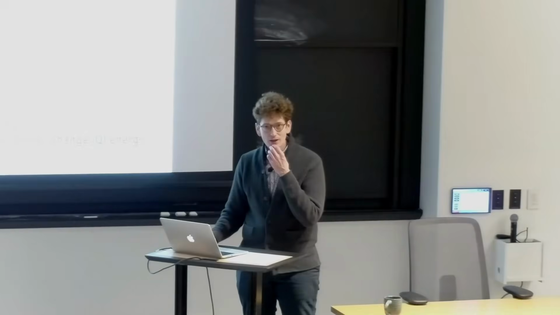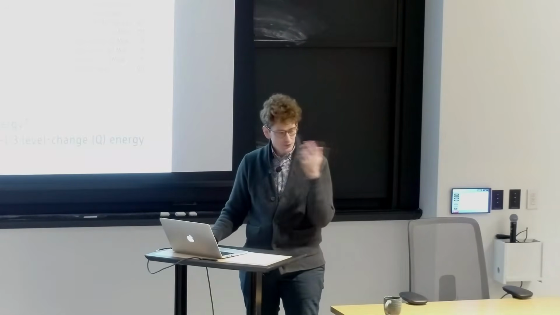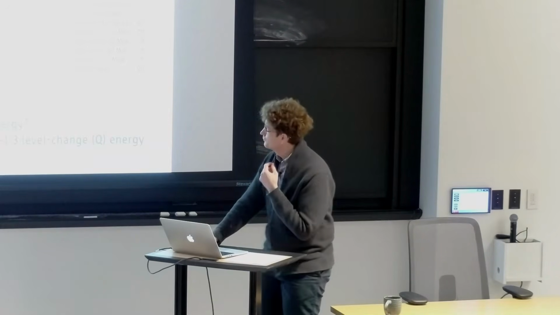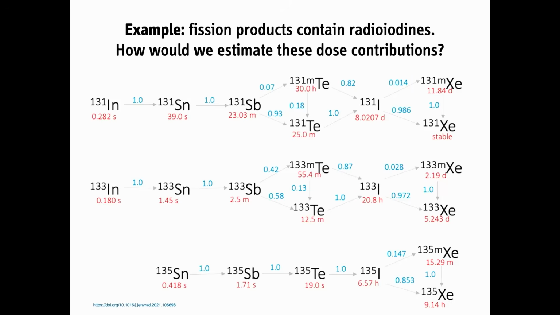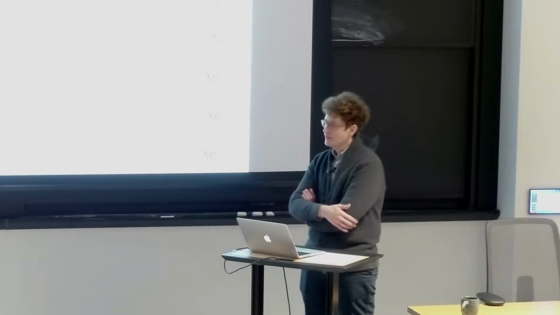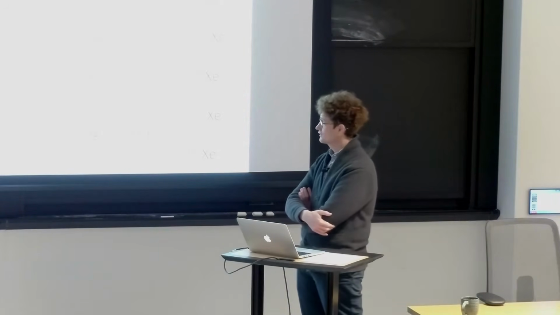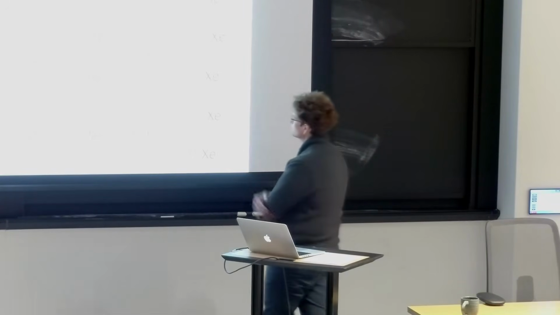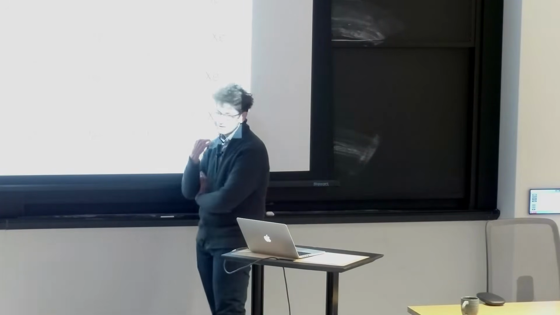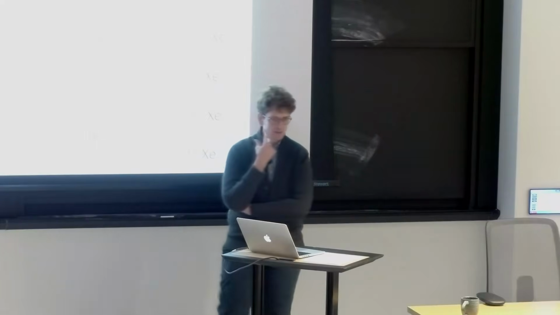All right, so the other one, cesium-137, is a very big problem. Another one that we have to worry about is iodine. Iodine is not typically produced in large quantities directly from fission products, but it is a decay product of things that are. The reason we worry about iodine is because when we ingest it, it accumulates in our thyroid.